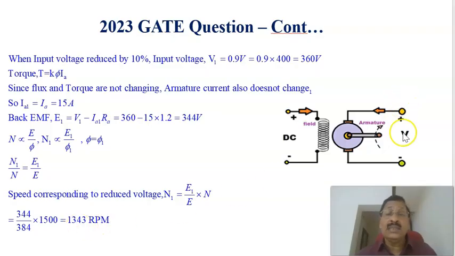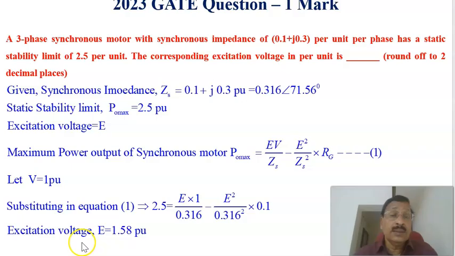Therefore, when the voltage is reduced by 10% for the same load torque, keeping the flux constant, the corresponding speed is reduced to 1343 rpm. Therefore, the answer is 1343 rpm. Now let us see another problem.